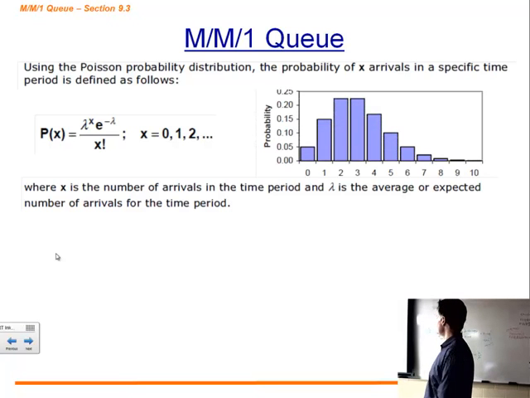And there's a nice little histogram giving the probability distribution. It peaks right about where lambda is. So here lambda looks like it's about 3.